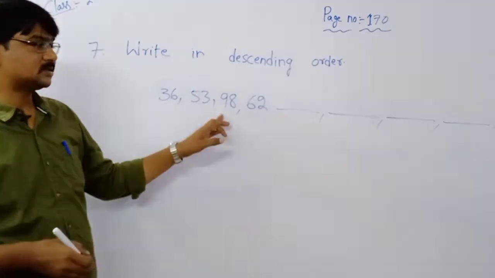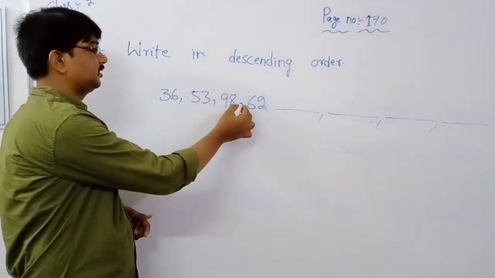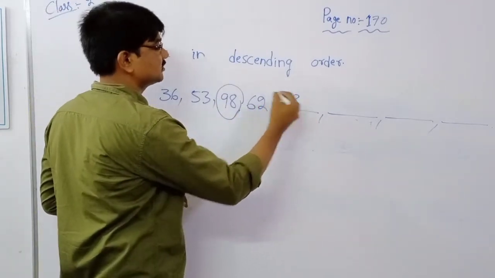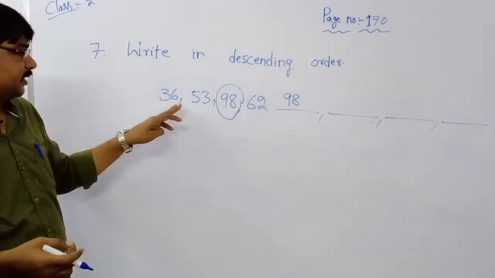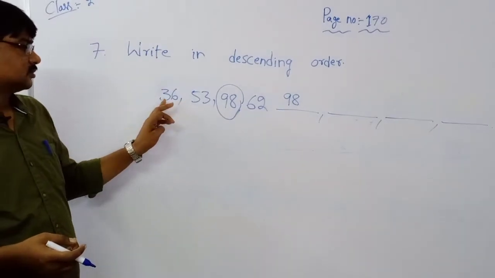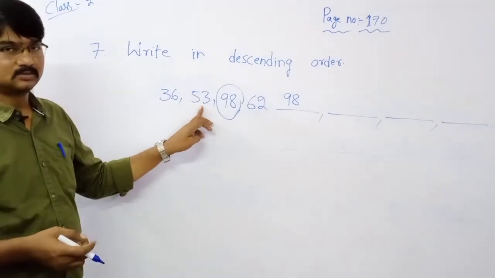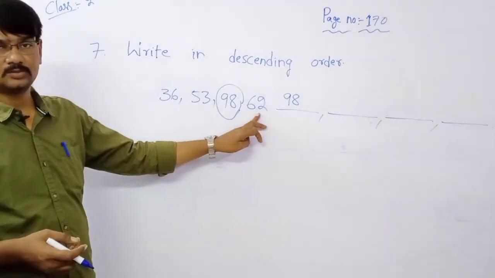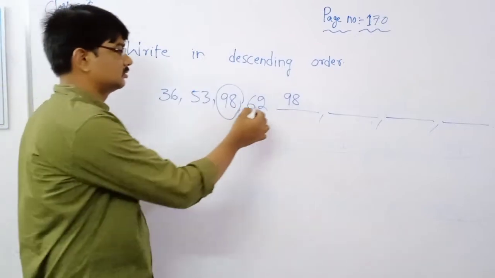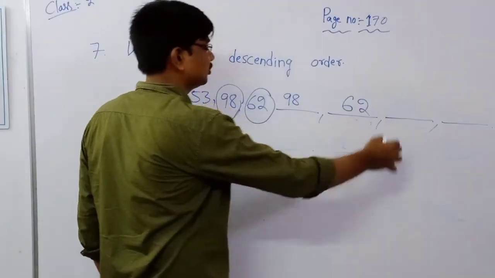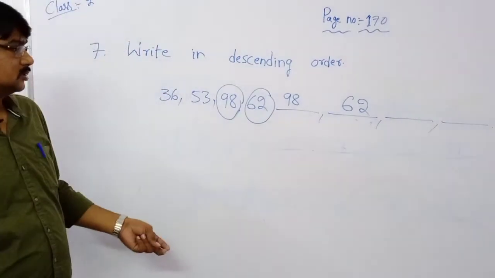So which is the biggest number? 98. 98 is the first biggest number. Next, 36, 53, 62. Which is the biggest number? 62. Second biggest number, 62.